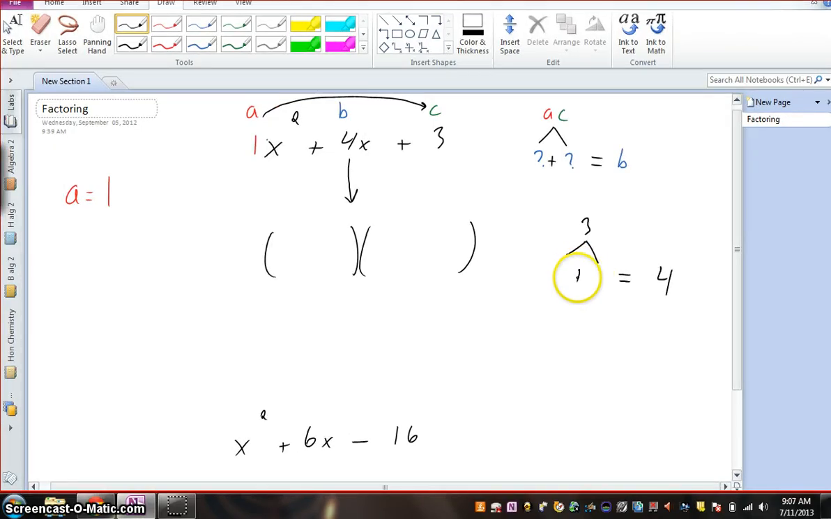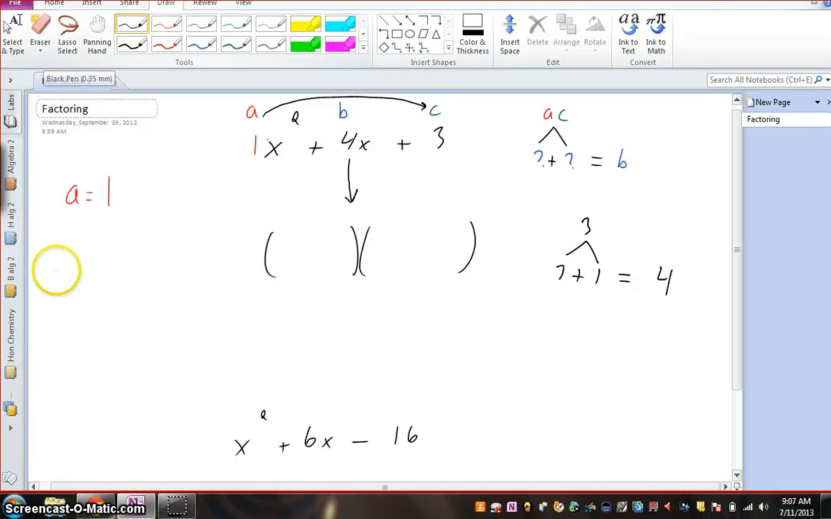Now this is pretty simple because there's only 2 sets of numbers. I don't know why my screen keeps doing that, sorry. There are only 2 sets of numbers that multiply to give us 3. And you probably know this already. It's 3 times 1. And what does 3 plus 1 give us? 4. Very simple, okay?